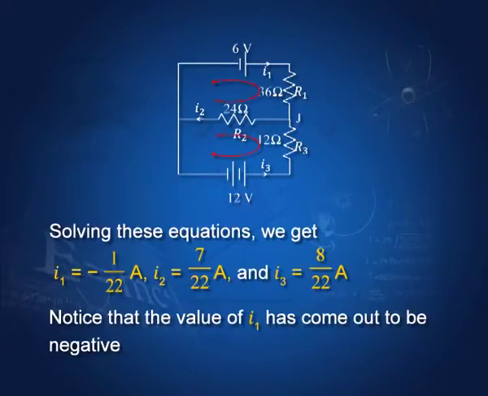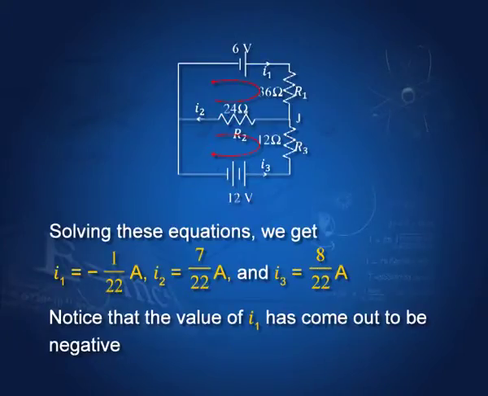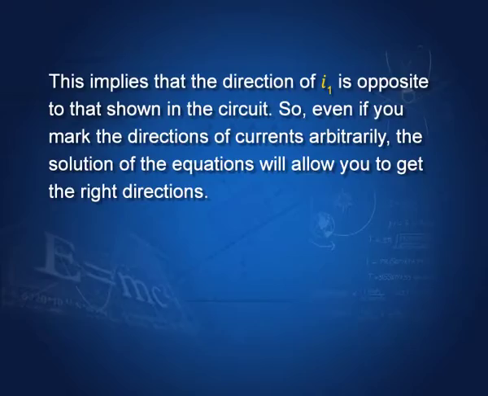What is important is, we arbitrarily said I 1 will be on this side, I 2 will be on this side, I 3 will be on this side, we put them arbitrarily. But when we do that, we find that although I 1 is in this direction, I 1 is actually negative, that means I 1 must be in this direction. So, since I put I 1 in that direction and it turns out that I 1 is negative, that means I must change the direction. So, by using Kirchhoff's laws, I can also find the direction of the currents if I do not know initially. This implies that the direction of I1 is opposite to that shown in the circuit. So, even if we mark the direction of currents arbitrarily as we did, the solution of the equation will allow you to get the right directions.